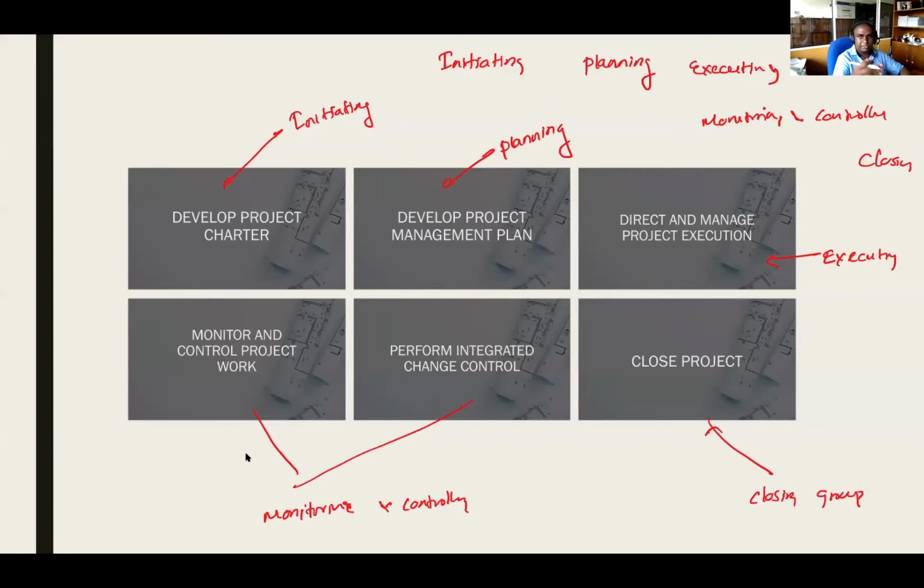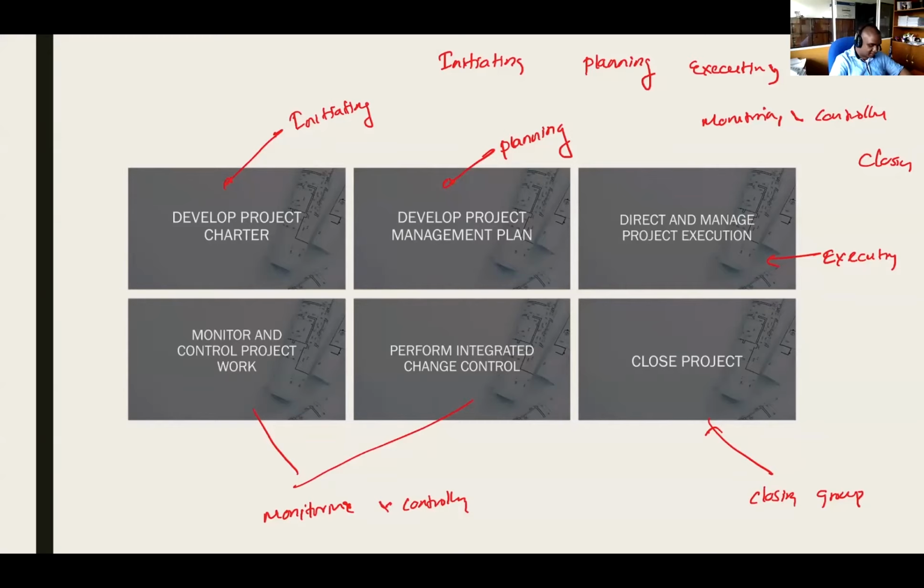These are time divided. Initiating means initially what you need to do in a project. Planning is the planning before, let's say in a construction project, before construction. Direct and manage project execution means construction. Next, when the project is going on, are we going according to the plan? Are we having issues? Do we need some improvements? Closing is basically handing over the project.